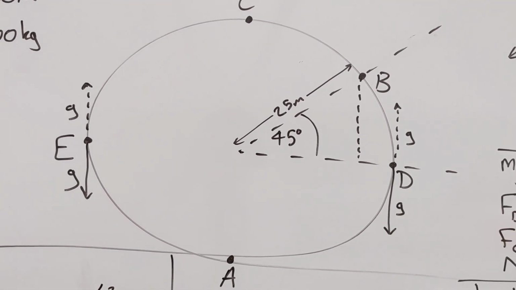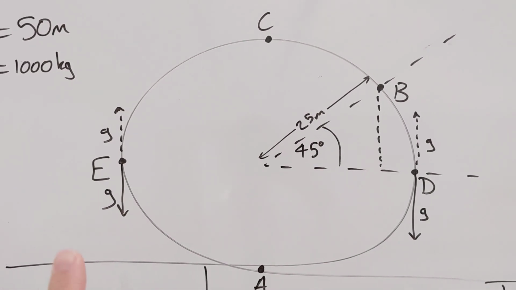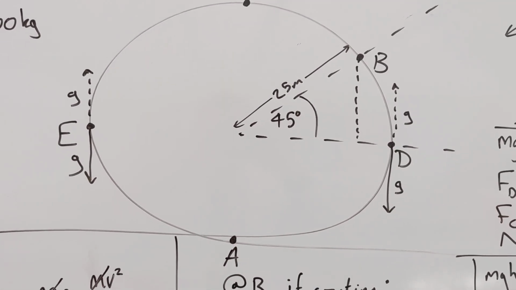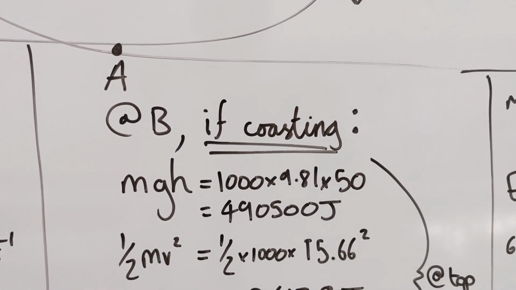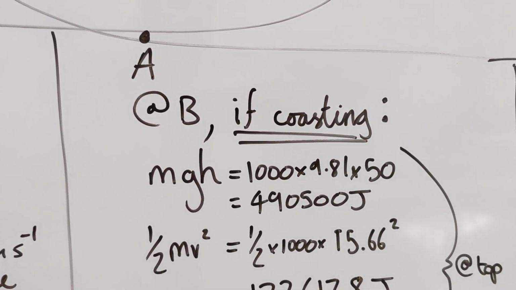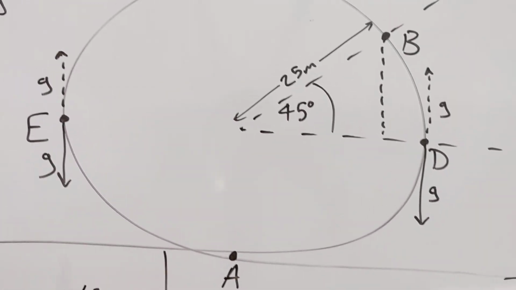Now what a number of students did is consider what would happen if you were coasting all the way around. So there's no engine force all the way around, which remember that wasn't the question. But let's start from there. So if we are coasting all the way around, what do we have to do? Well, the first thing we have to do is consider how much energy there is in total. This is the easiest approach, how much energy there is in total.